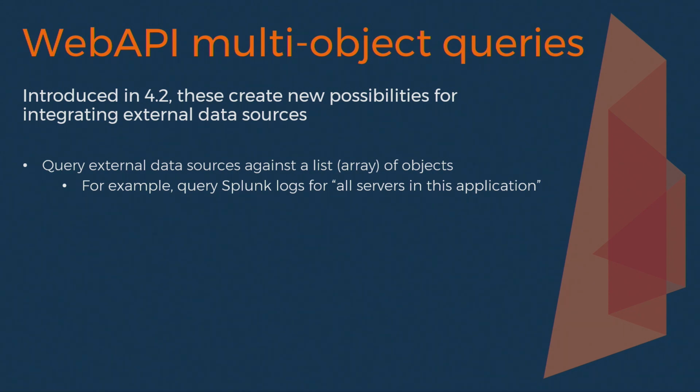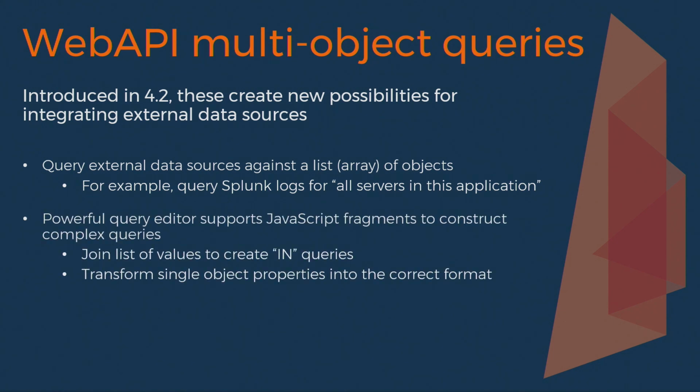So it's now possible to say, query Splunk for all servers in this EA or for all disks in this group, that kind of thing. So you could really create some powerful dashboards and perspectives now based on that really rich relationship data that you have in SCOM and then whatever data you have in your sort of third-party tool.